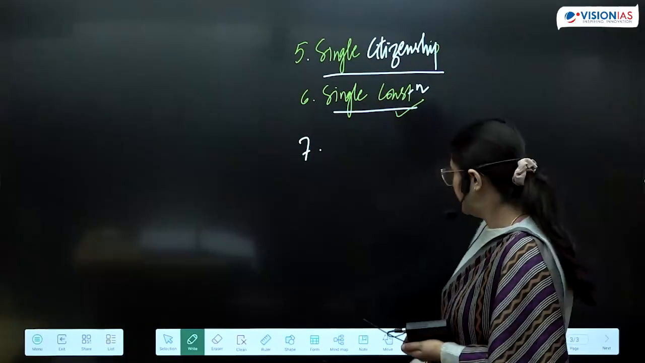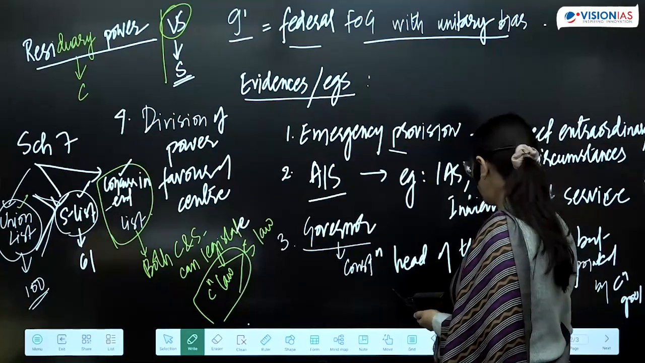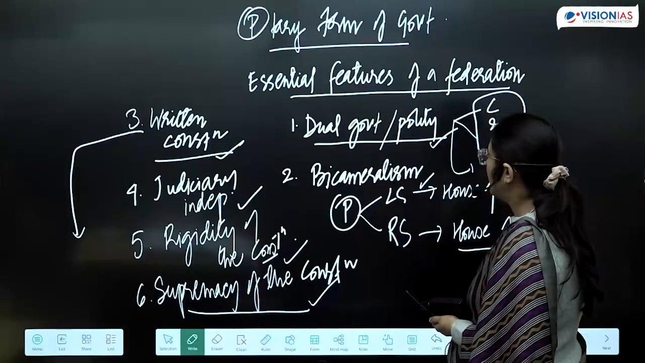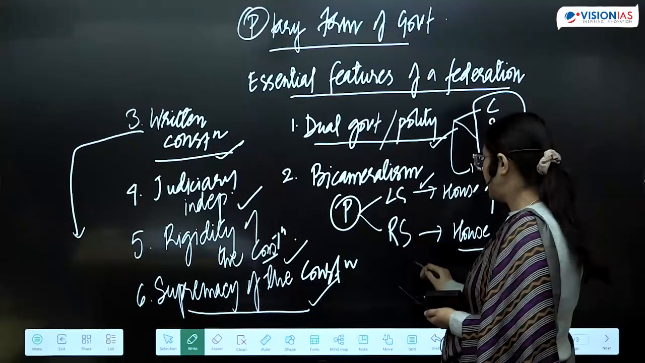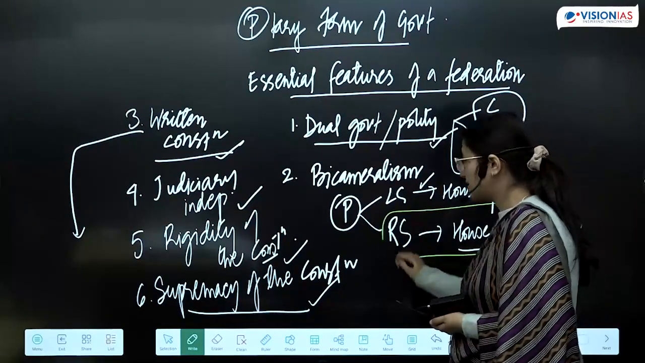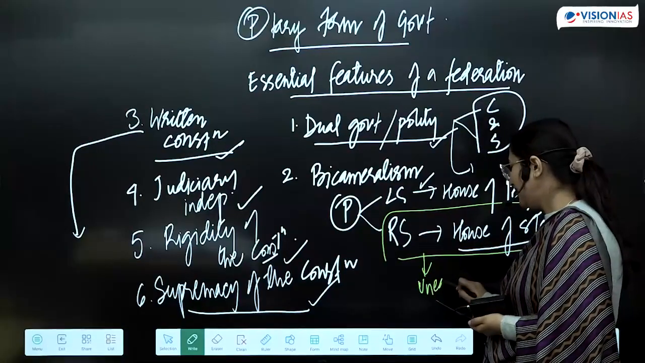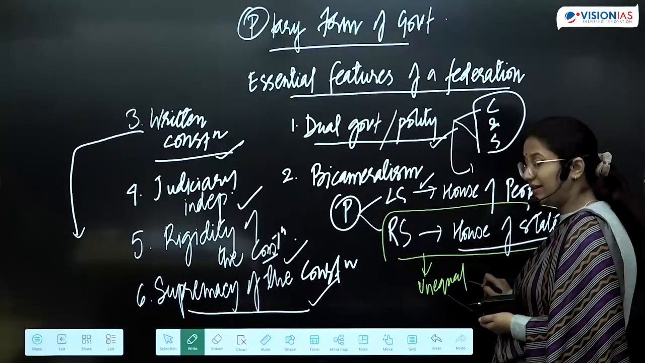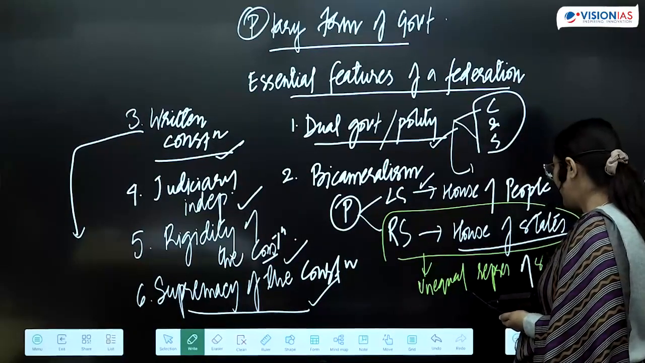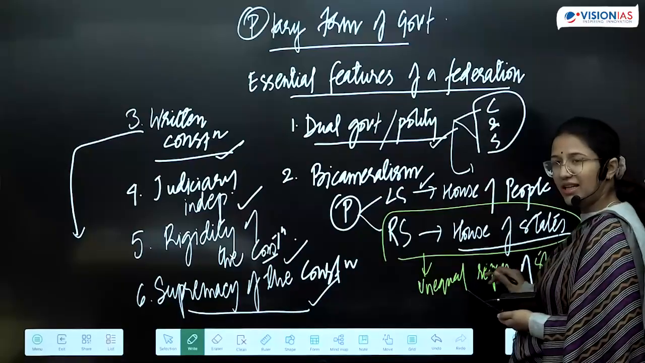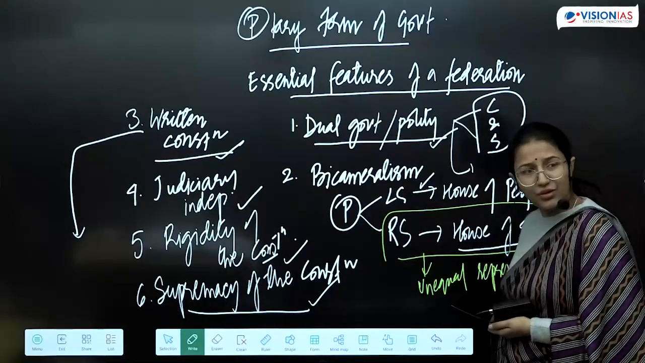If we look at the essential features, coming back to the essential features, can we come out with some points there? Dual polity, fine, we have dual polity. Bicameralism, we have bicameralism, but as far as Rajya Sabha is concerned, we find there is unequal representation of states in Rajya Sabha. Some states, like UP, will hold many more seats. Sikkim will hold very few seats.